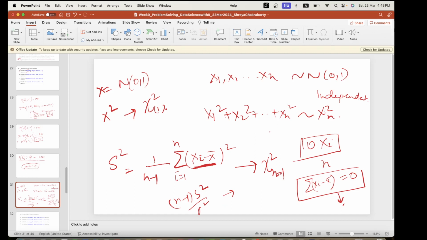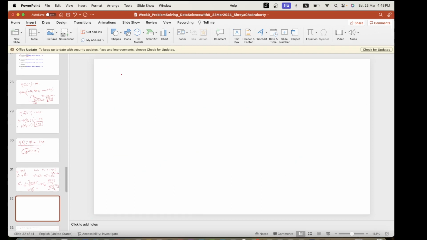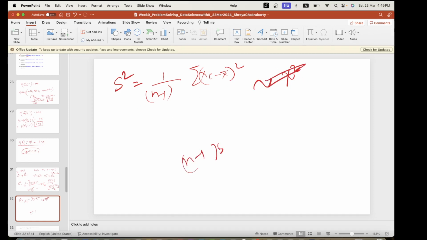If you have a standard normal variable, the square of that is a chi-square 1, and then the additive properties hold. This much if you know would suffice. But if you have to find out the sample mean or sample standard deviation, let's say s square, which is the sample variance, then with some transformation, n minus 1 s square by sigma square would follow a chi-square n minus 1.